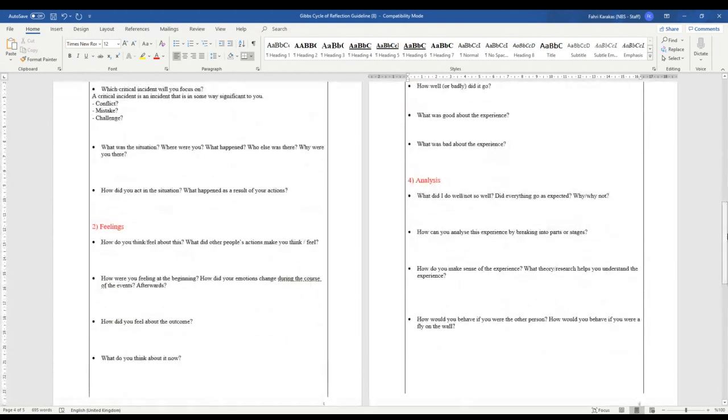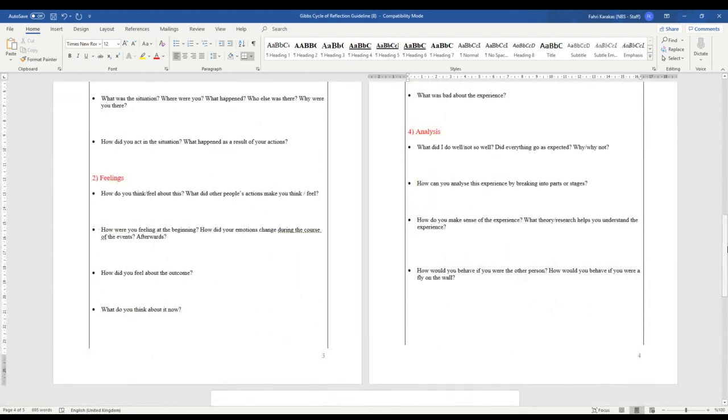Okay, let's continue with the analysis. Now, what did you do well or not so well? Did everything go as expected? Why not? So you're trying to make sense of the situation in more detail. What really happened here? How can you analyze this experience if you break it into parts or stages? Can you do that? Can you break it into stages to analyze it in more detail? How can you make sense of the experience? How do you interpret this situation?